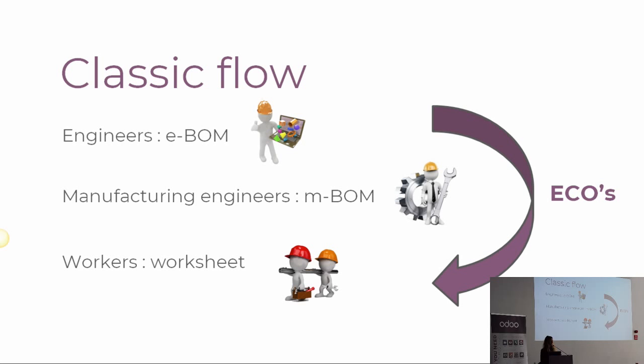The objective in the end is to have a worksheet which has been either modified or which is just new, which can be used by your workers, and which explains how to build the product. So all of this will be handled via an engineering change order on which you will have all the information about the different bill of materials, the process, and the changes which should take place.